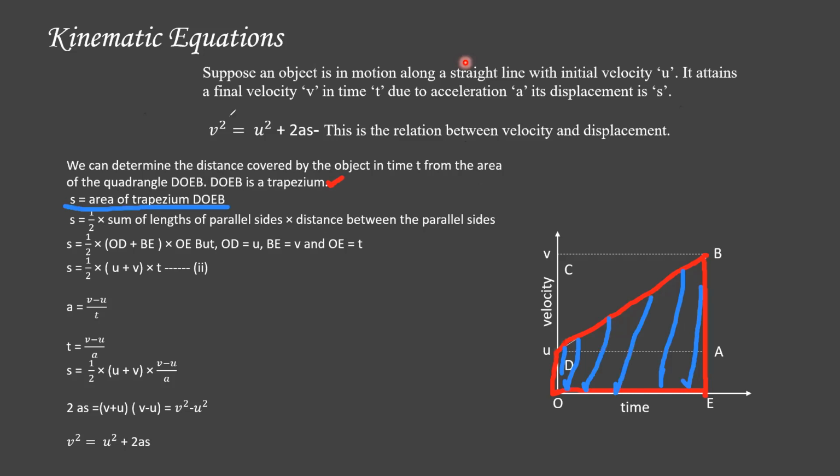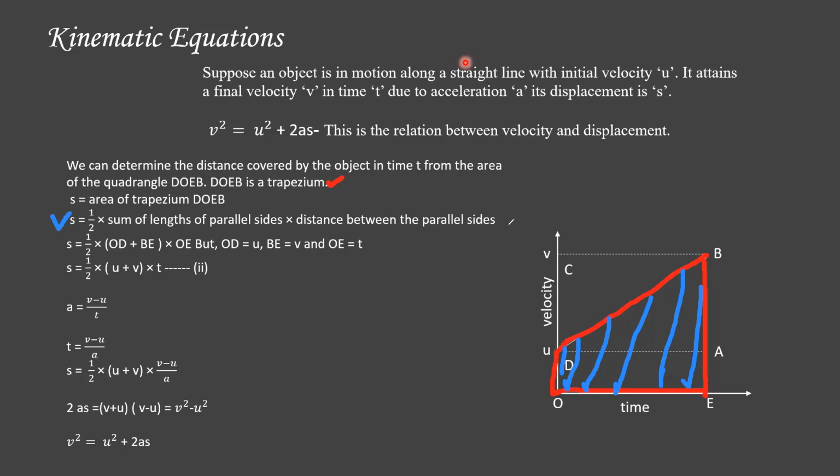Now, if I go ahead, the third line over here, S is equal to half into the sum of lengths of parallel sides into the distance between the parallel sides. So this is nothing but the formula for the area of a trapezium. For a rectangle, we have breadth into height. For a triangle, we have half into base into height. Same thing for a trapezium, it is half into the sum of lengths of parallel sides into the distance between parallel sides.